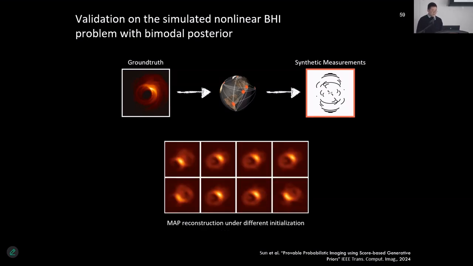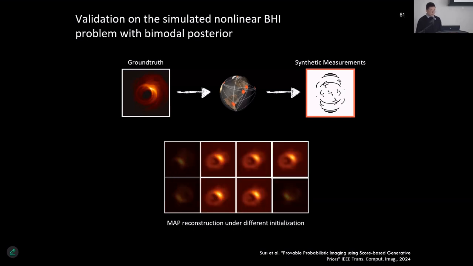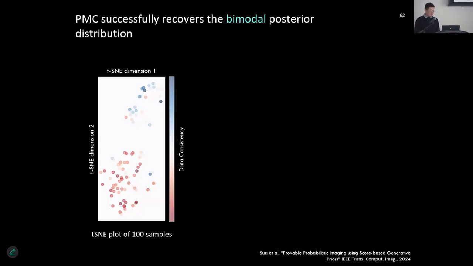Recall that the BHI problem is a nonlinear inverse problem due to the strong noise corruption. So if we do the reconstruction using some MAP algorithm with different initializations, the final images will have two modes. The first is the one with the bright spot in the bottom left, and there's another mode with the bright spot in the top right. So the posterior is indeed bimodal for this example. And the purpose of the validation is to see if our method can actually capture these two modes.